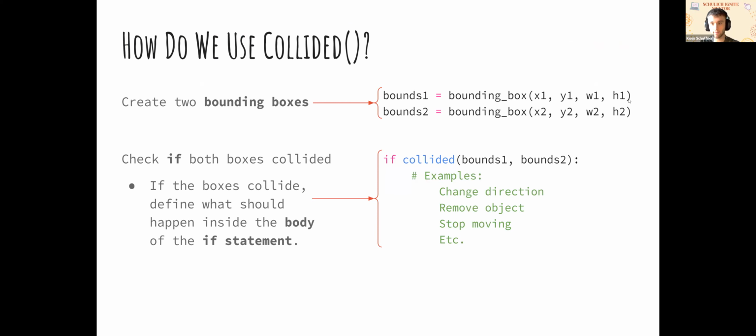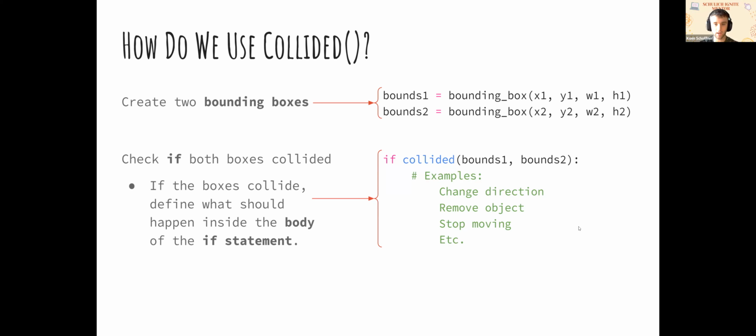We create two bounding boxes and we set the bounding box return values to bounds 1 and bounds 2. Then we want to check if the boxes have collided. If collided works fine, because if the boxes haven't collided, this will be false and this code won't run. If collided is true between bounds 1 and bounds 2, then this statement will be true and we'll run the code underneath.